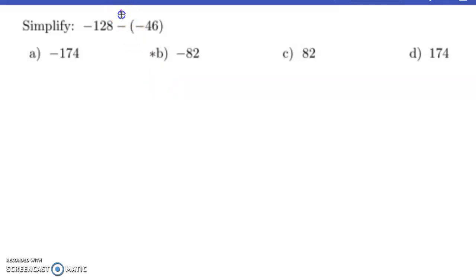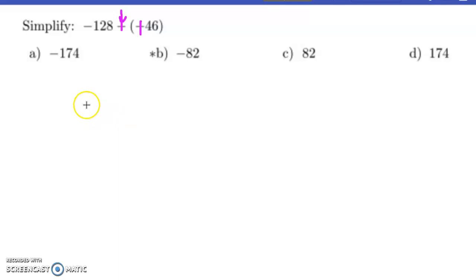I have to look at this right here. This minus sign or subtraction sign really means that I need to find the difference between negative 128 and negative 46 on the number line. If I'm going to find the difference between those two things, I have to change both of these signs to a positive. By changing that to a positive, it will give me the difference between those two values.